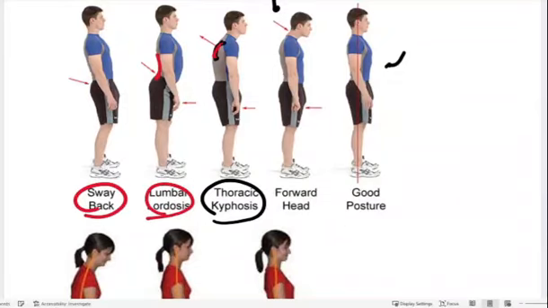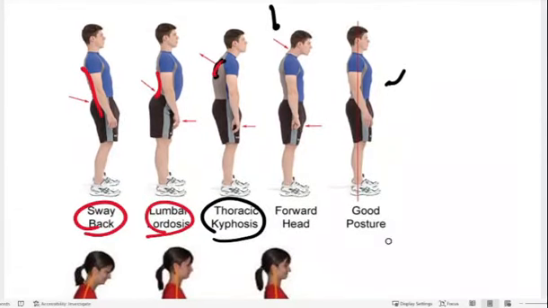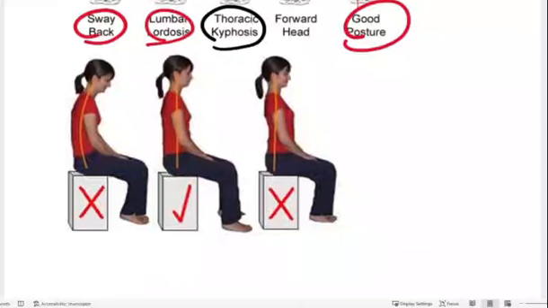And then sway back posture is another one, where you are swaying on the backside. So this is your good posture, or you can call it your ideal posture, and then you are going into the different postural abnormalities.